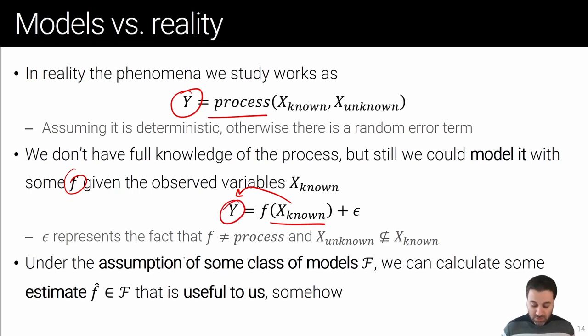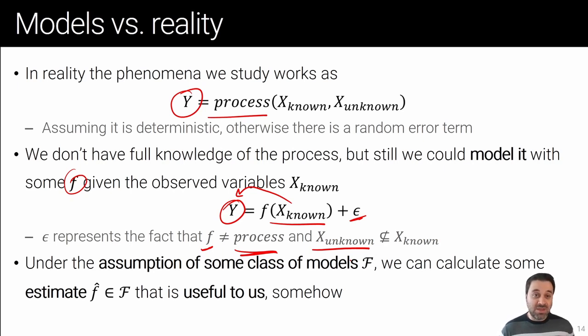And of course, because we don't have full knowledge of how the process works, we don't have full knowledge of all the variables involved in that process, we're going to have some error, let's say epsilon. This epsilon represents two things. First of all, the fact that the model is different from the process. Those are two different things. And the other one is that we have no knowledge of the unknown. So we're trying to make a model of the y based on only part of the things that determine y. Still, that might be useful.